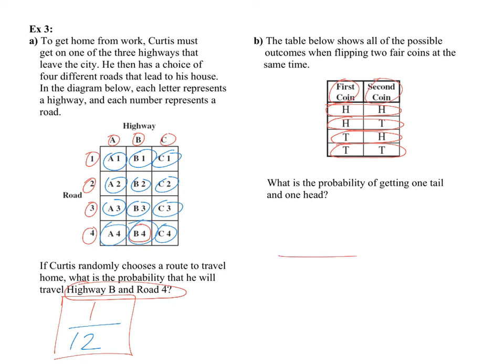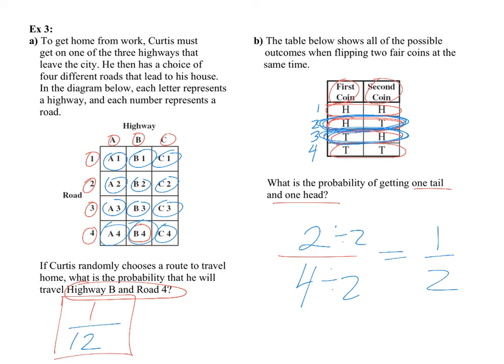So how many possible outcomes are there? That's one outcome, that's the second outcome, that's the third outcome, and that's the fourth outcome. So there are 4 outcomes possible. How many have the desired outcome, one tail and one head? The order doesn't matter. It's just saying you need to have one tail and one head. Well, that would be this one here and this one here. So there are 2 possible desired outcomes. If we simplify this, we get 1/2.